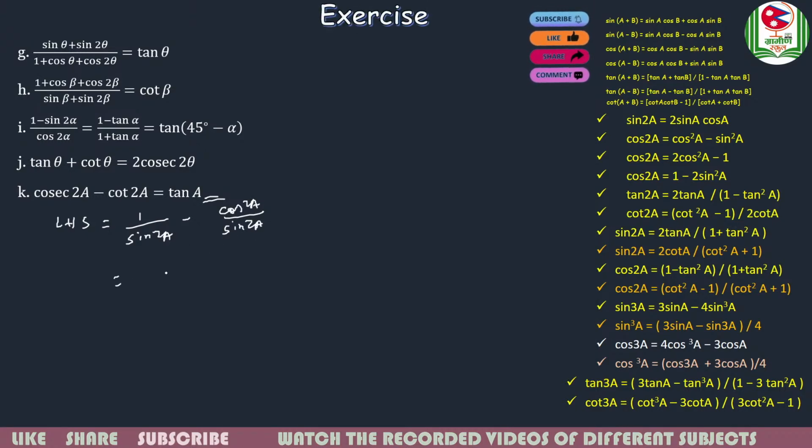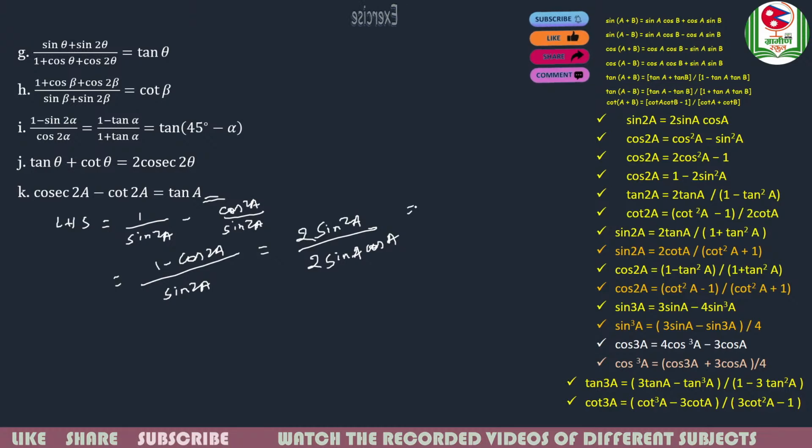Okay, so you can take sine 2a common, so it is 1 minus cos 2a over sine 2a. And 1 minus cos 2a is how much? 2 sine square a. So it can be written as 2 sine square a, and sine 2a is 2 sine a into cos a. So sine a and sine a cancel out, 2 and 2 cancel out, and the result will be sine a upon cos a. So it is going to be tan a.